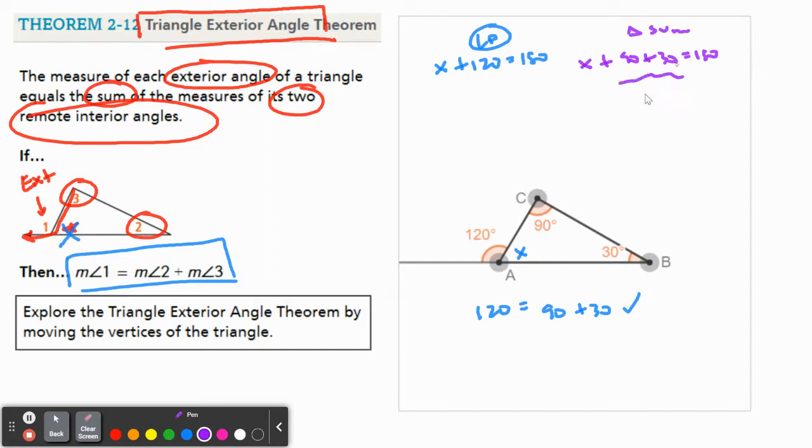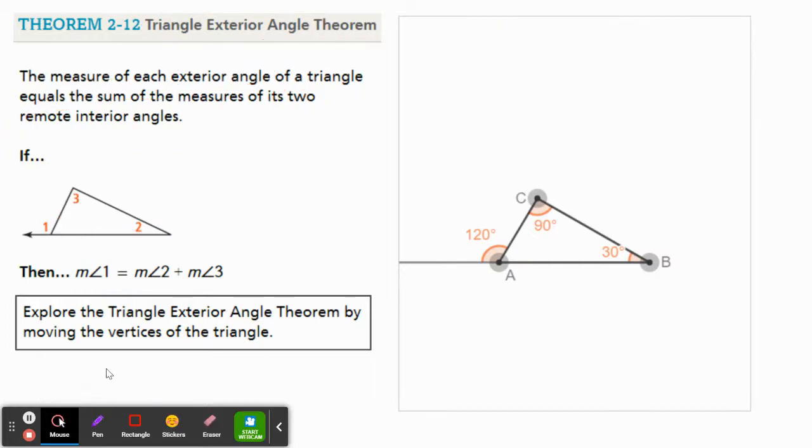But if you look at 90 and 30, 90 plus 30 is 120. So again, x plus 120 equals 180. So the idea here is that this is why the exterior angle and the two remote interior angles are identical. This idea. So hopefully that kind of makes sense to you. You know, looking at those two theorems, the triangle interior angle sum theorem and the triangle exterior angle theorem. All right, good. Let's look at two more problems here.